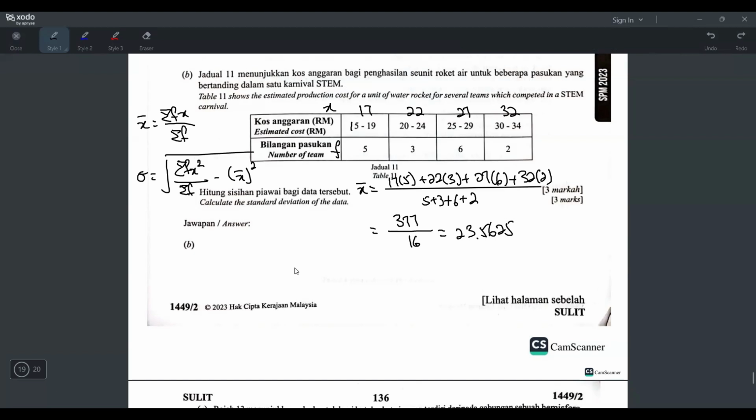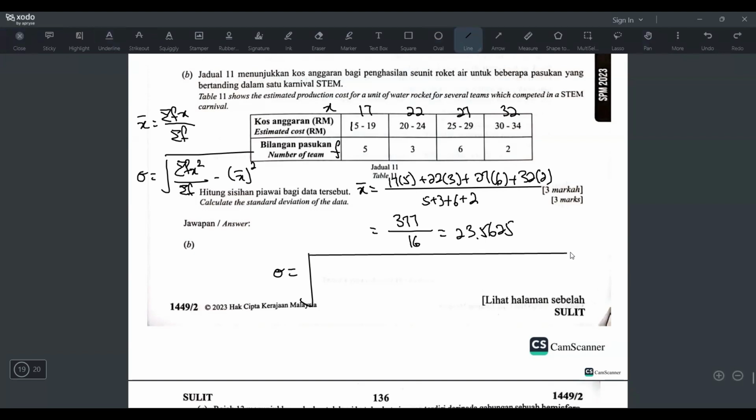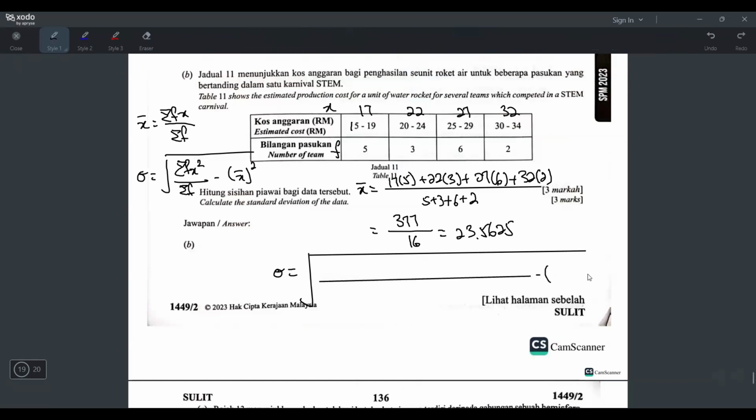Okay, I need more space, so maybe I write here. Okay, so the standard deviation formula ada square root. So let's draw the square root out like this. Okay, and then you have to buat satu garisan yang panjang sikit, and then have to minus mean square here. Okay, so this is 23.5625. Don't ask me why. It's because that's the formula. I'm just following the formula. Okay, so this minus mean square, I write minus mean square here.